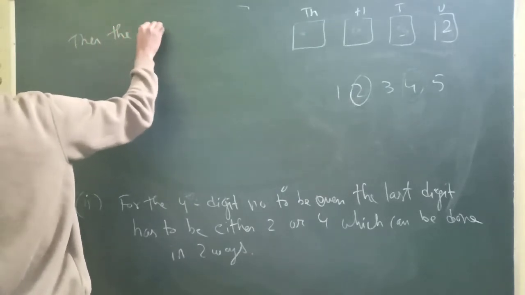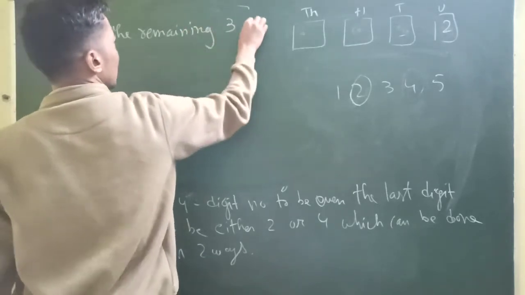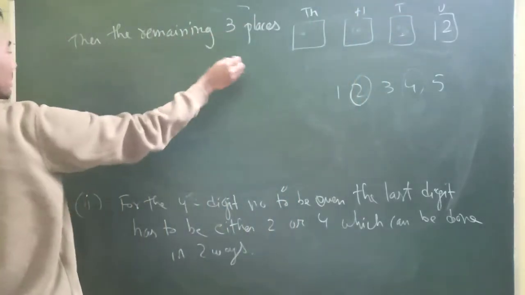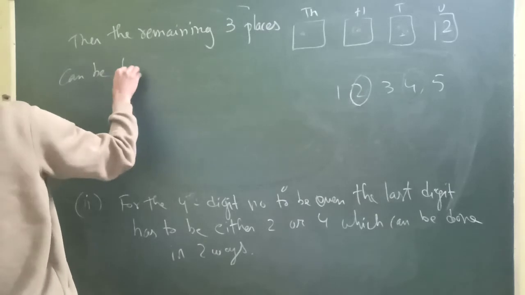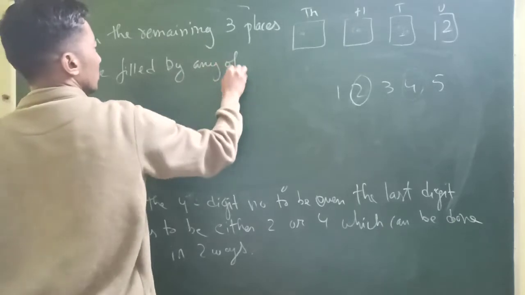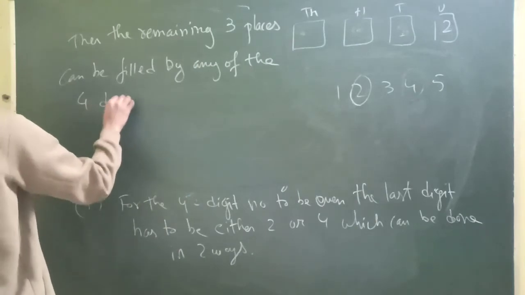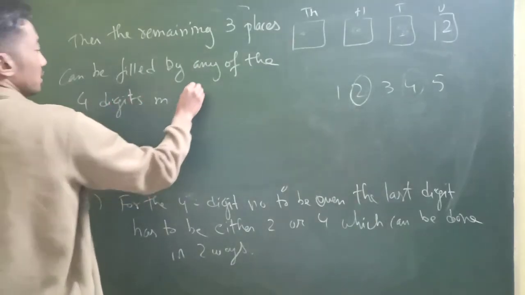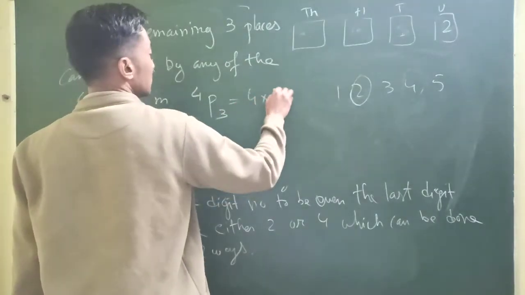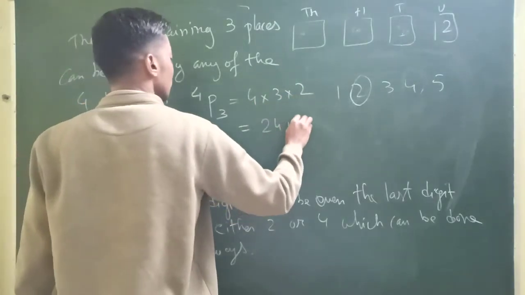Then the remaining 3 places, I'll just write directly 3 places, that's the thousands, hundreds and tens place. The remaining 3 places can be filled by any of the 4 digits. In how many ways? We have 4 digits, 3 places to fill, that's 4P3 ways. So that's 4 into 3 into 2 ways. So that will be what? 4 3s are 12, 12 2s are 24 ways.